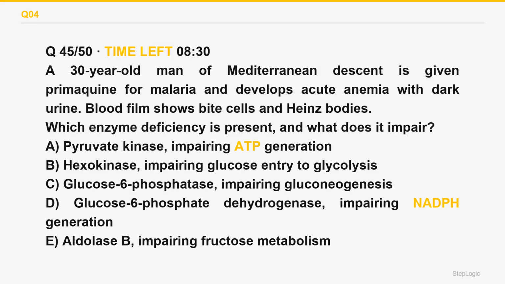Which enzyme deficiency is present and what does it impair? A 30-year-old man of Mediterranean descent is given primaquine for malaria and develops acute anemia with dark urine. Blood film shows bite cells and Heinz bodies. Read the command: the enzyme, and what it impairs. An oxidative drug precipitating hemolysis points to one pathway.